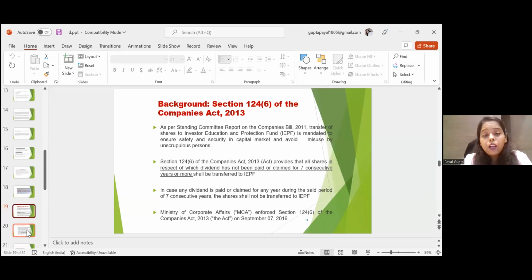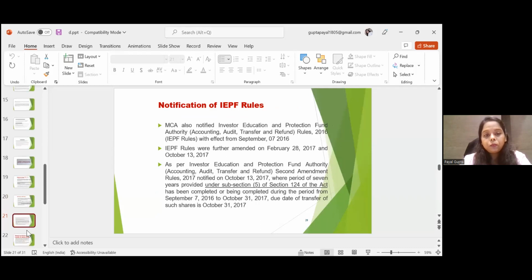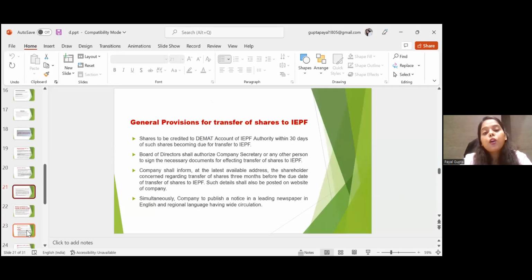But if I fail to claim my dividend for a continuous period of 7 years, then my shares are going to be transferred to IEPF. Now we are talking about the general provision of transfer of shares to IEPF. Shares to be credited by the company to the demat account of IEPF authority within 30 days when it becomes due.